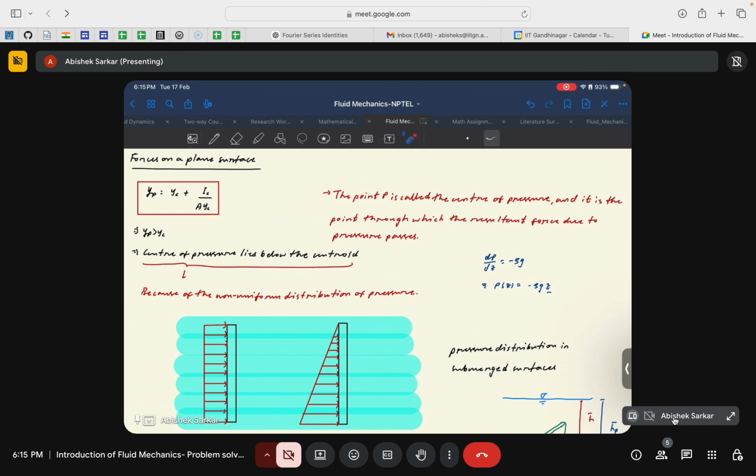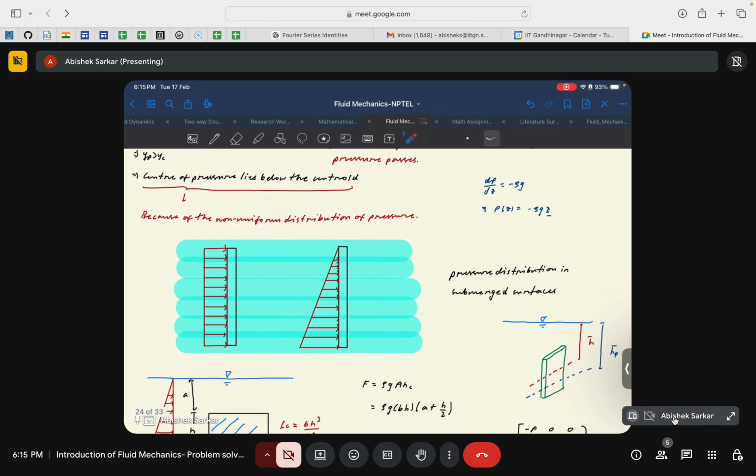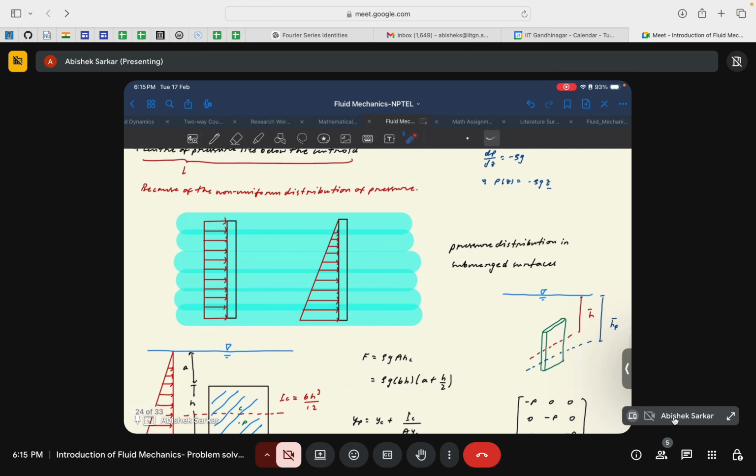So I've given a schematic diagram for understanding. If there would have been a scenario where the pressure distribution across the depth of a fluid varies such as this, that is a uniform pressure distribution, then you could have expected that the center of gravity or the centroid would coincide with the center of pressure. There will be no difference between the center of gravity and the center of pressure.